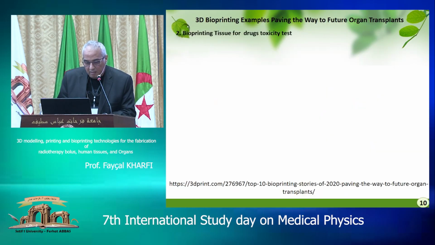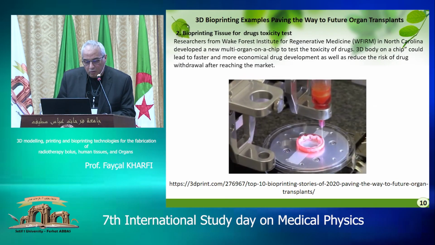The second example concerns the bioprinting of tissue for drug toxicity testing. Here, researchers from the Wake Forest Institute for Regenerative Medicine in North Carolina developed a new multi-organ-on-a-chip to test the toxicity of drugs. This 3D body on a chip could lead to faster and more economical drug development, as well as reduce the risk of drug withdrawal after reaching the market. This is the second example that was developed by these researchers.